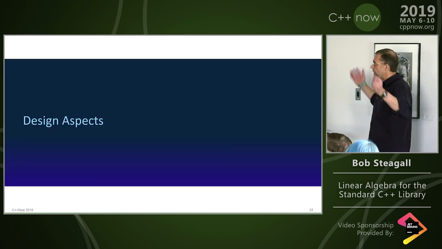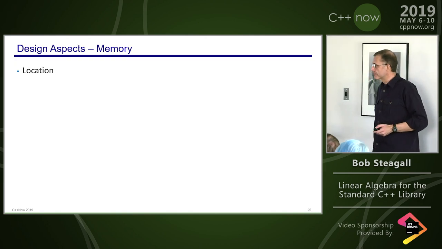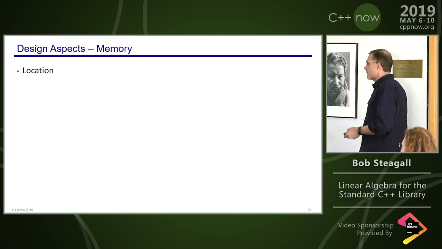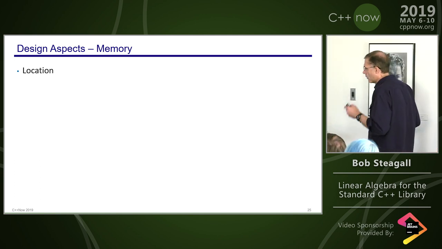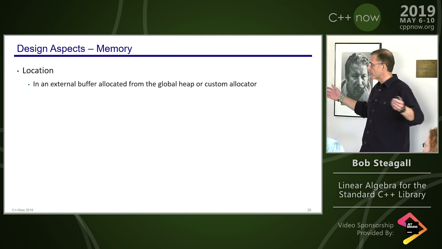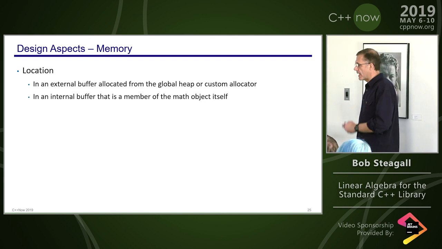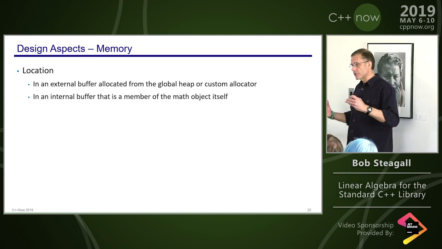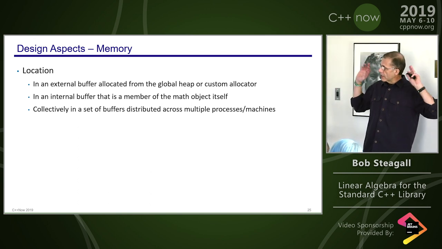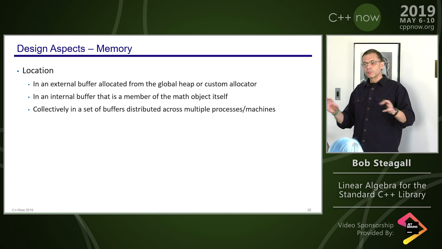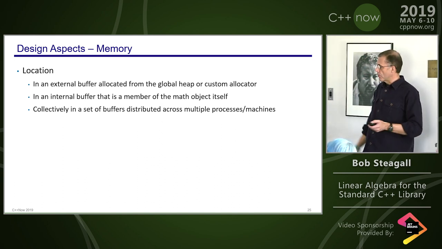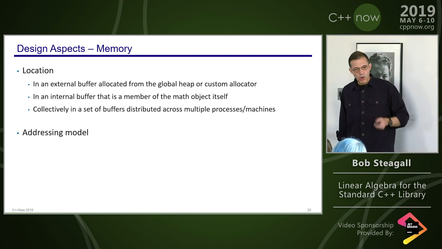All right, so let's think about how we're going to design this thing. Memory, of course, is important. Storage. So what are some aspects about memory that we need to think about? Well, of course, the location of memory. The memory used by a math object can be in some external buffer that's allocated from a global heap or a custom allocator. It can be in an internal buffer that's part of the math object itself. It could refer collectively to a set of buffers distributed across multiple processes or multiple machines, right? So we have to think about where memory is located. We have to think about the addressing model to get to that memory.